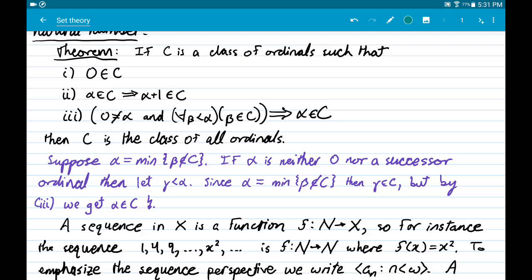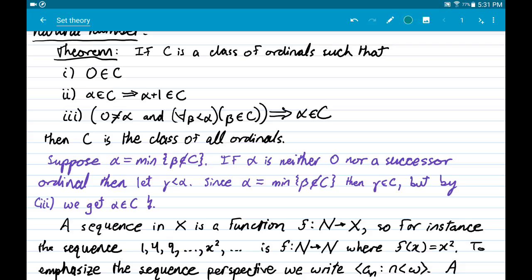We know that alpha cannot possibly be 0, that is to say the empty set, because then it would be in C. And we also know that it cannot be a successor ordinal, or else the second property would come to bear on this, and we would reach a contradiction that way. So we are only left to deal with case 3.